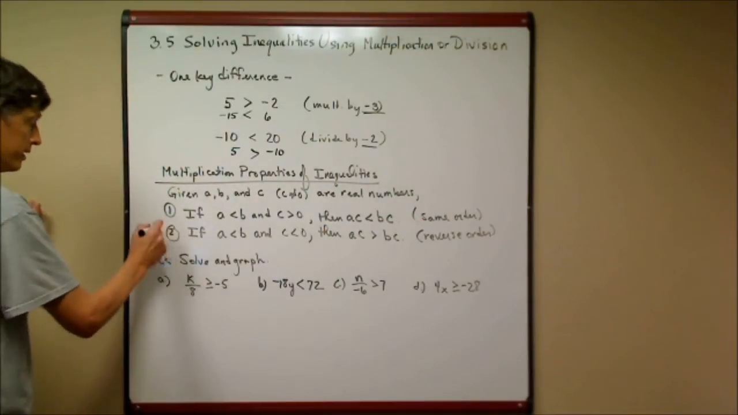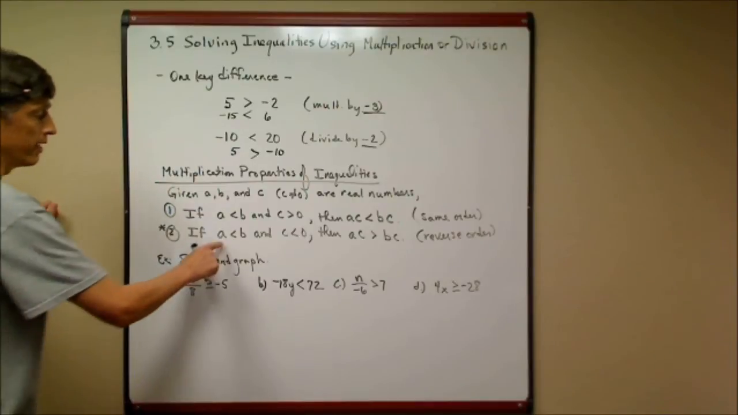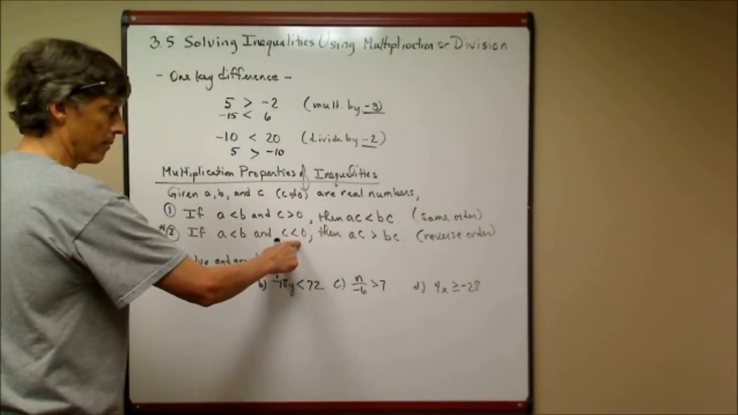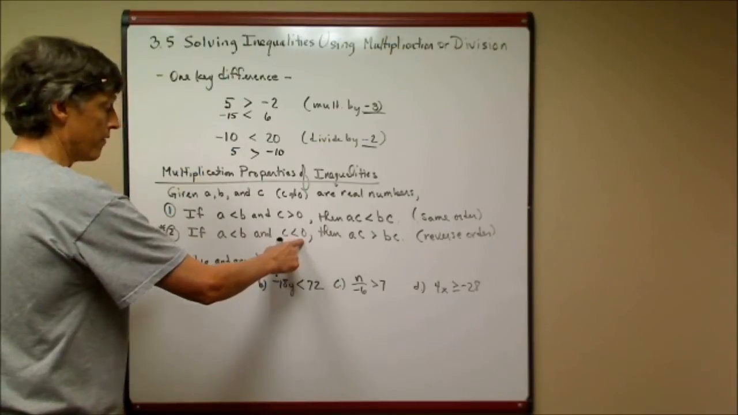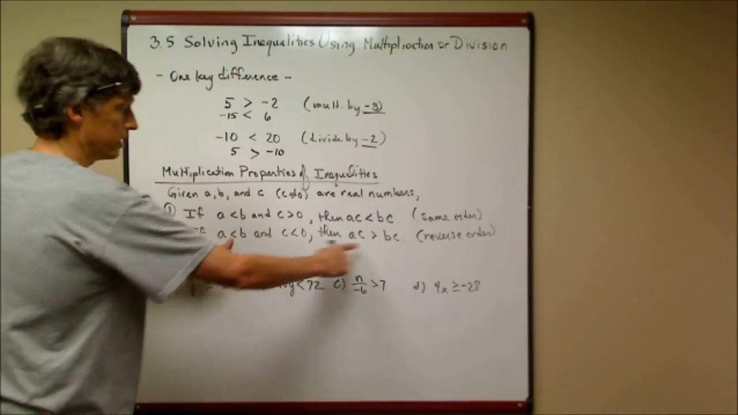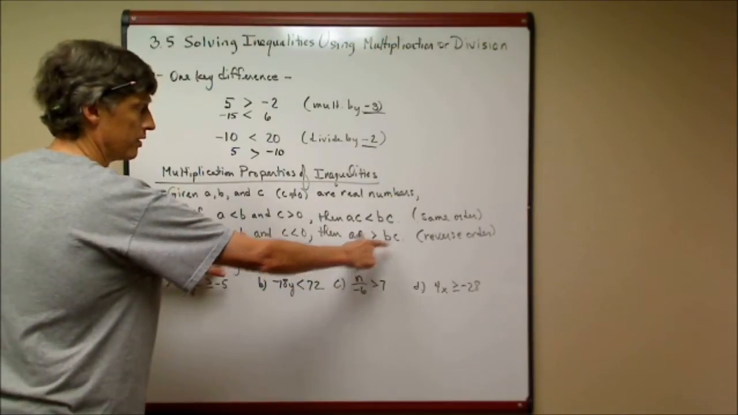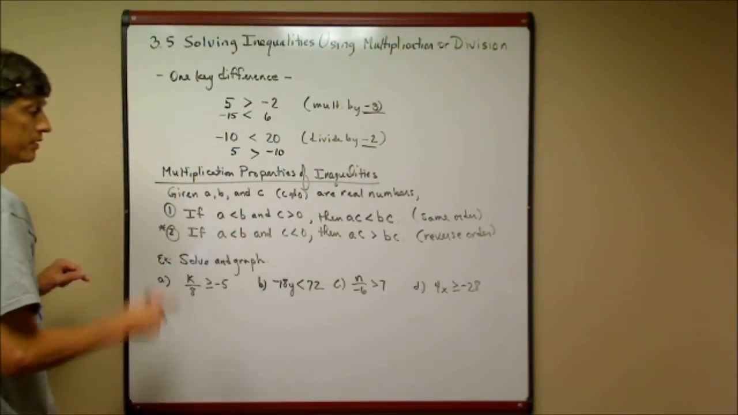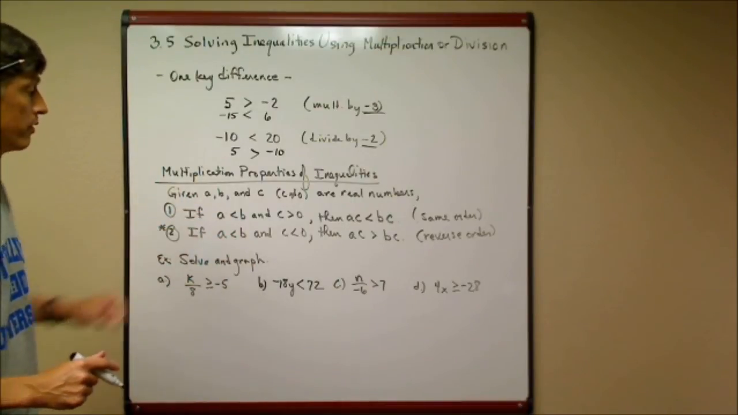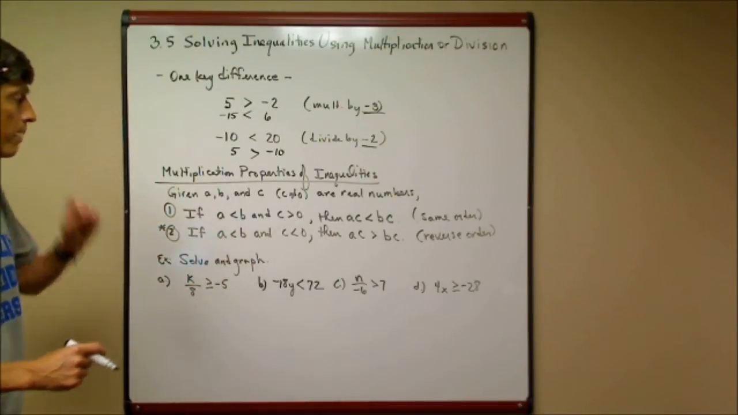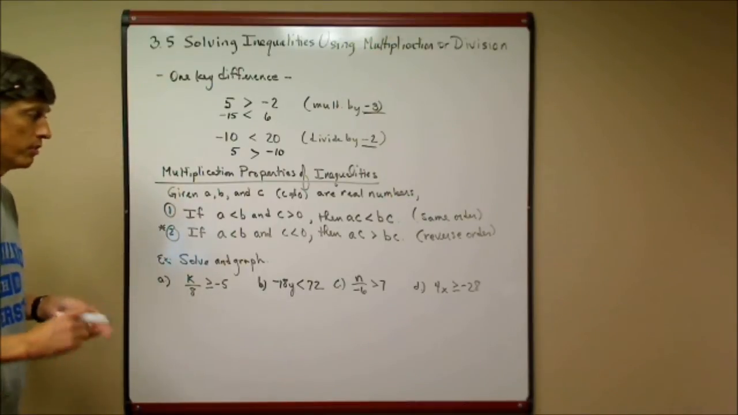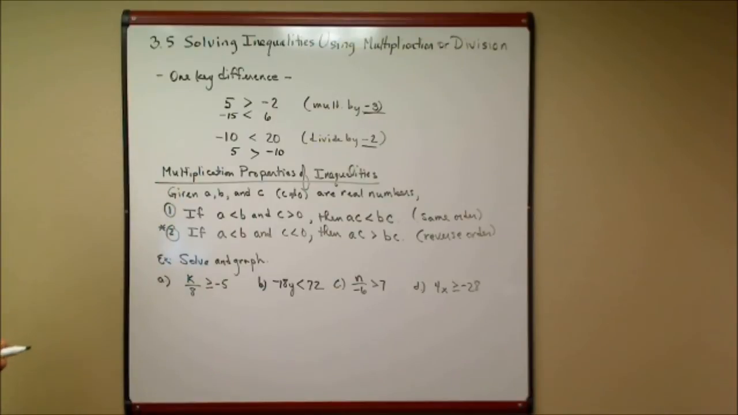On the other hand, and this is the one that's a little different, if A is less than B and C is less than 0, that means C is a negative number. Less than 0 means negative. If I multiply both sides by C, a negative number, it was a less than, it becomes a greater than. This is reversing the order. The same thing goes with division. If I divide both sides by a negative number, I have to reverse the order. I flip the sign around. Greater than becomes less than, less than becomes greater than, greater than or equal to becomes less than or equal to, less than or equal to becomes greater than or equal to.